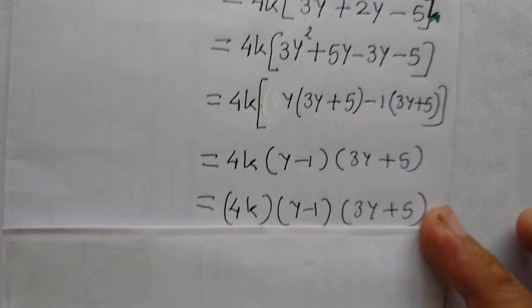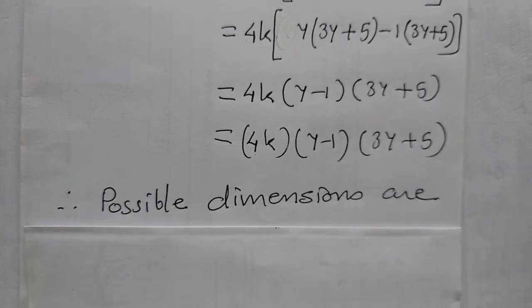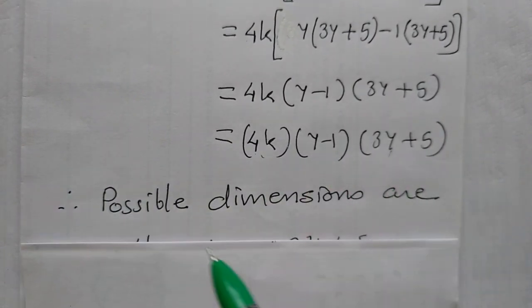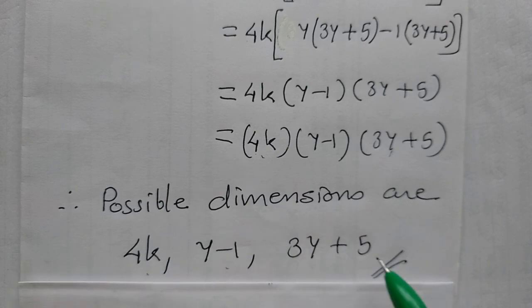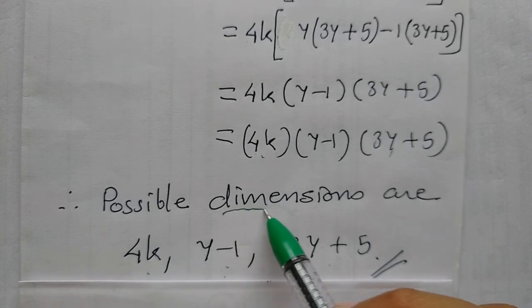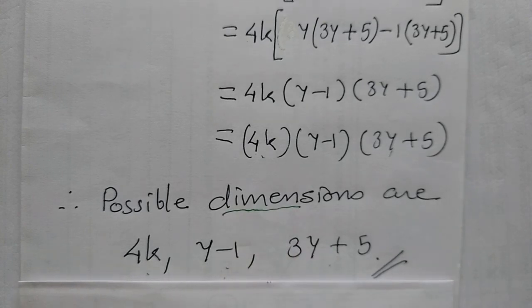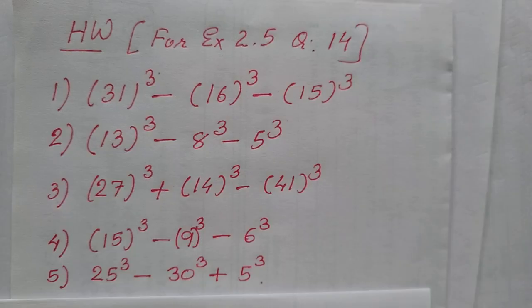So now write down the 3 in brackets this way. So the possible dimensions are 4k, y minus 1, and this. You can say that this is length, breadth or height, breadth, length, anyway. So we are not mentioning this, we are just using the word dimensions. Okay, children. Note down the homework, children.